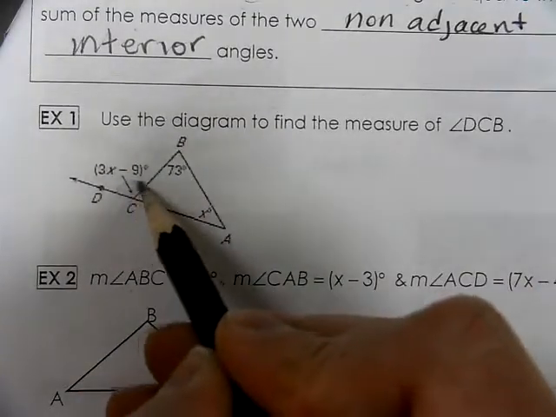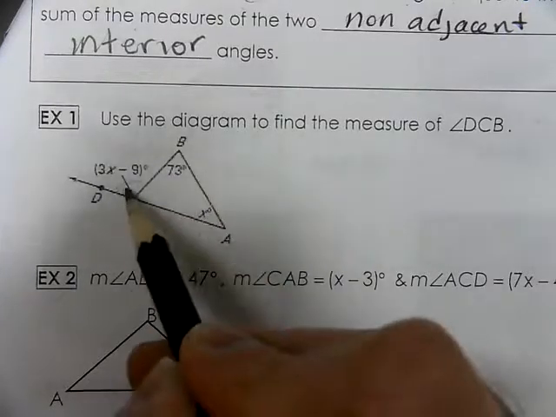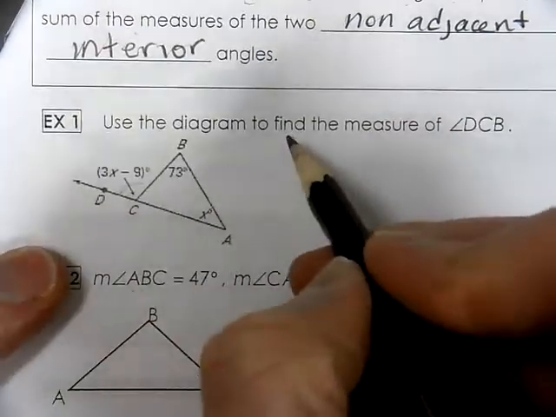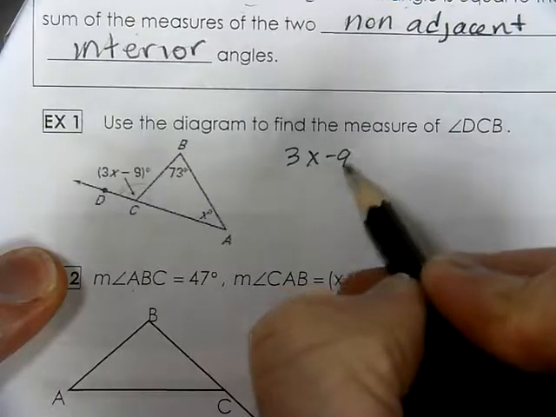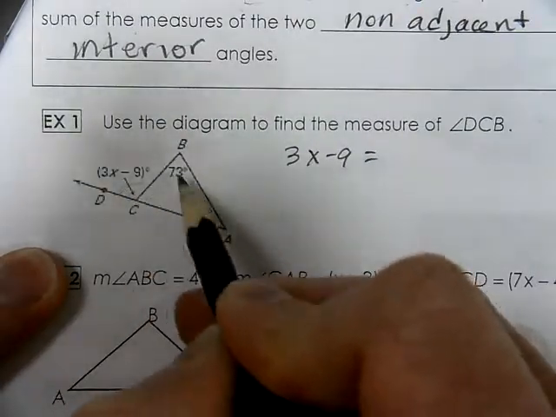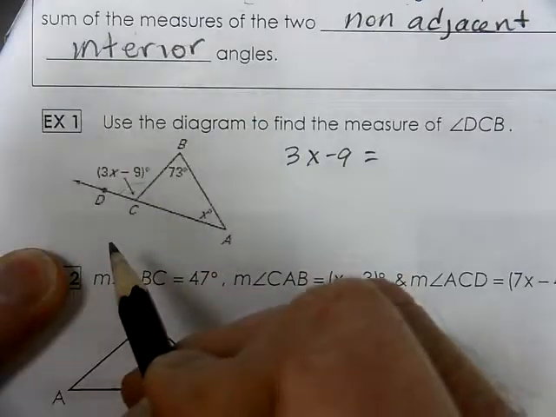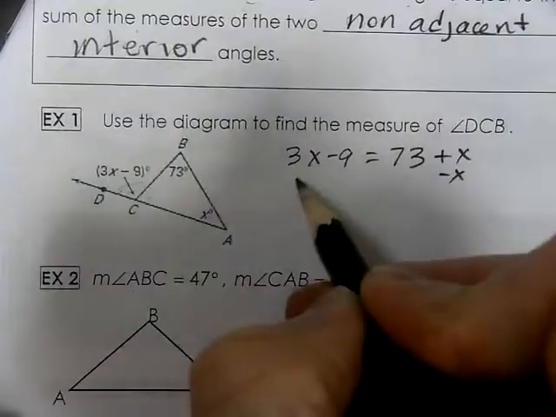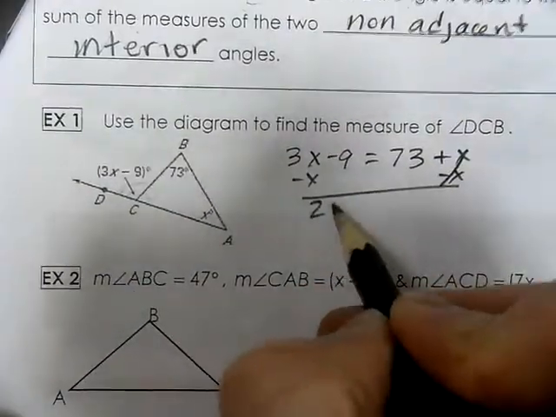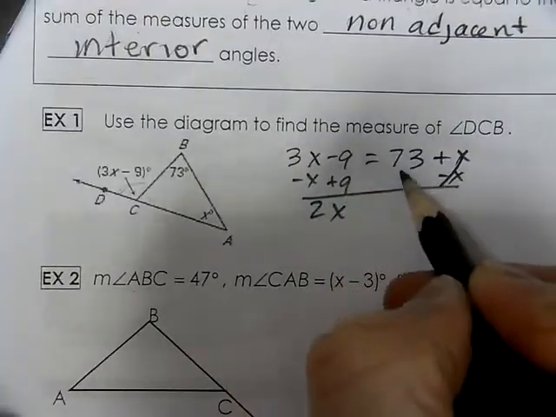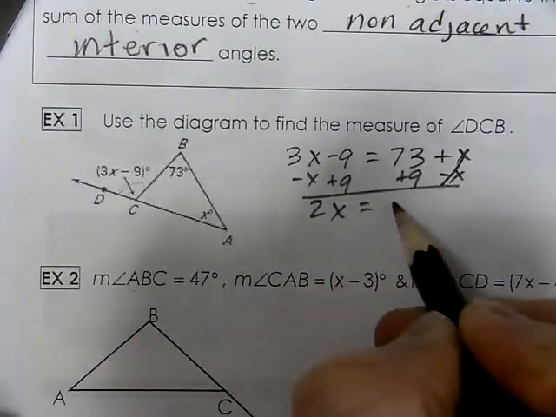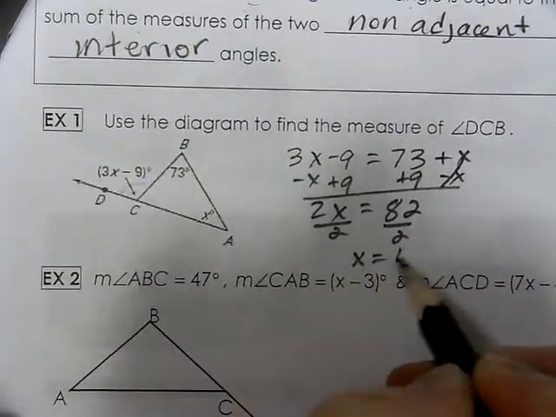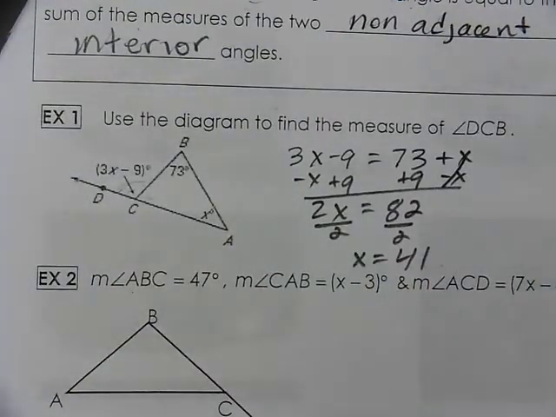So here we have an exterior angle, and it's going to equal the two angles that are not next to it, non-adjacent to this exterior. So we know that 3x minus 9 is going to equal the two angles that are far away from that exterior angle. So we can subtract the x. We can add the 9. We get 82. And that's going to give us an x value of 41.